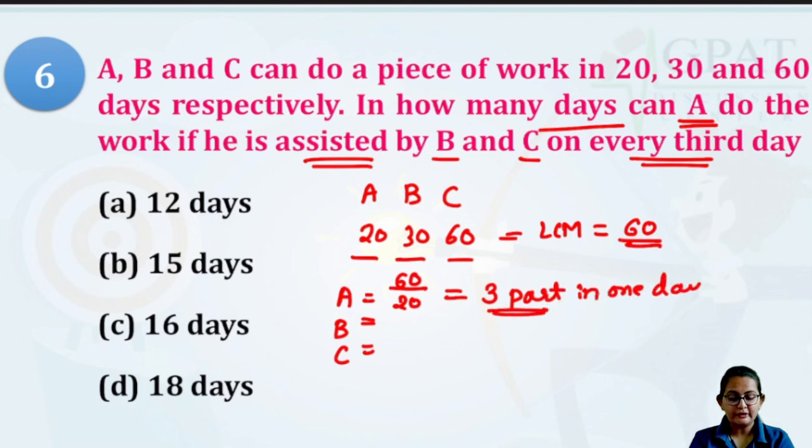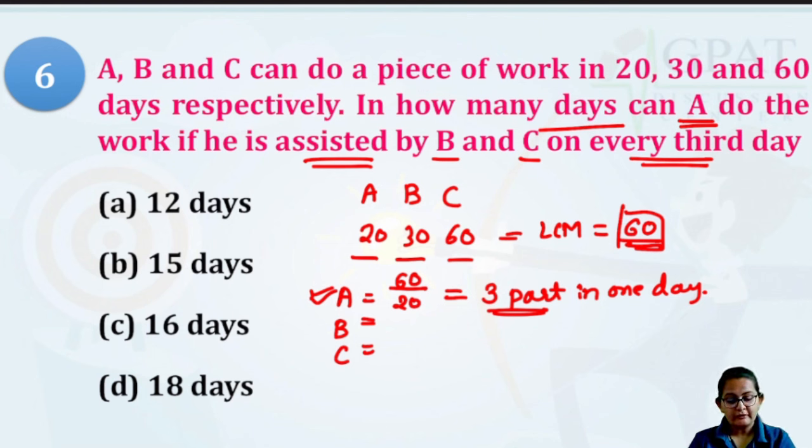Again I'm letting you know, if A is there, total work is 60. Whenever you get the LCM, this is the total work. If I take A as the first choice and want to see how much A works in one day, take the LCM in the numerator, because this is the total work, and A takes 20 days to complete it. So how much would it be in one day? 3 parts of work would be done by A in one day.